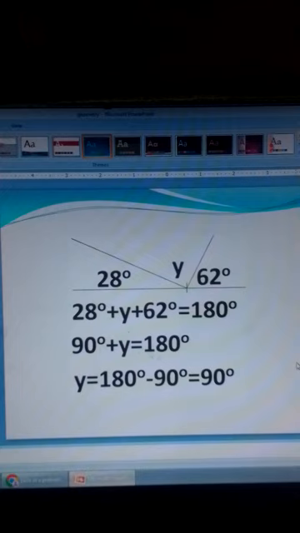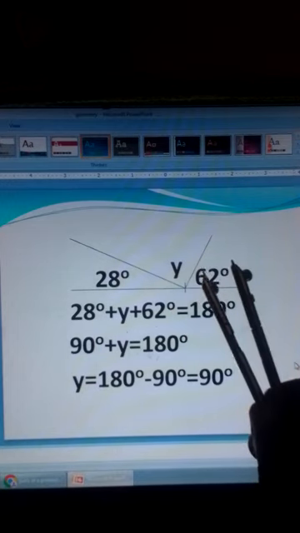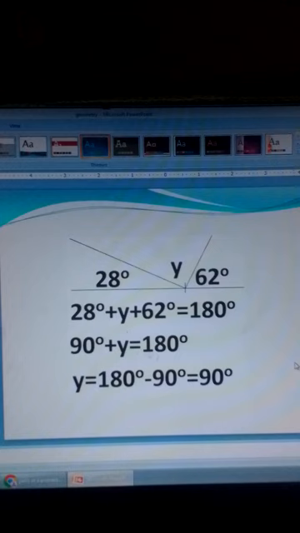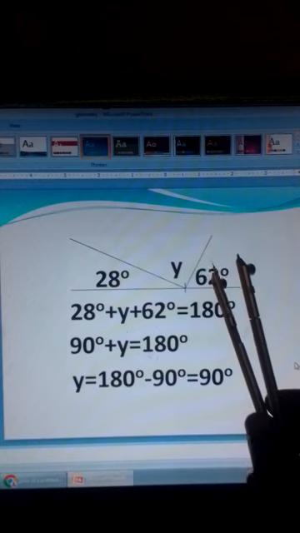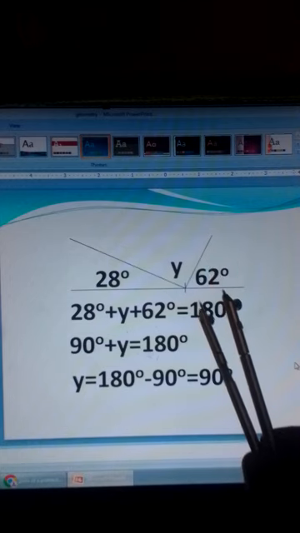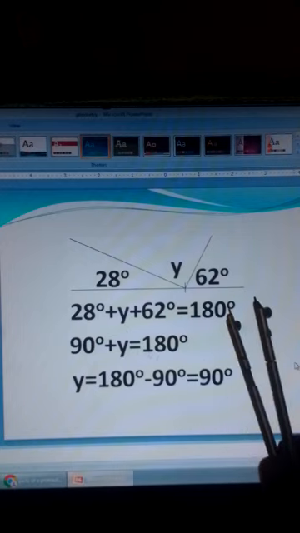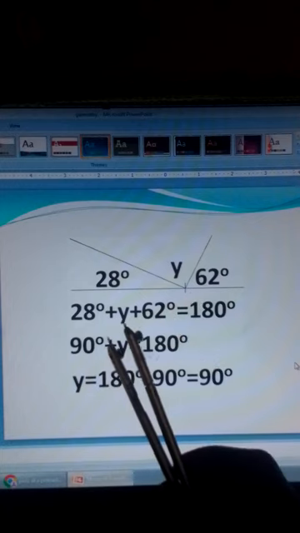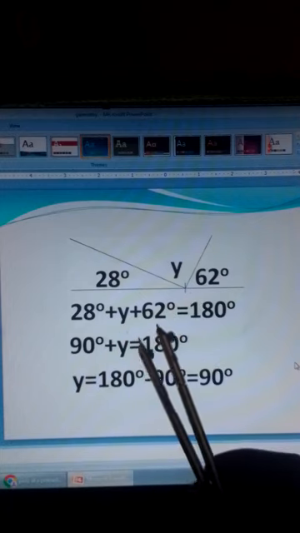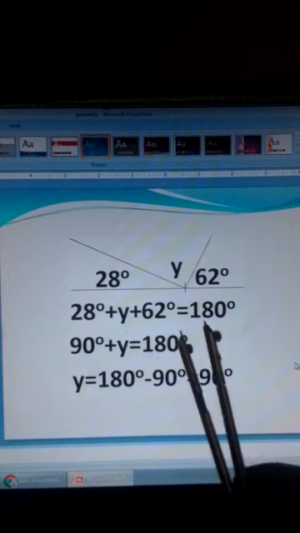So we use calculations. Now we know that the sum of the angles on a straight line is equal to 180 degrees. That means 28 degrees plus Y plus 62 degrees is equal to 180 degrees, all right? So you form some equation, right? So 28 plus 62, you get 90 degrees plus Y. This is equal to 180 degrees. So 90 degrees plus Y is 180.